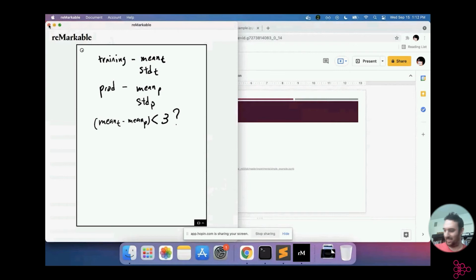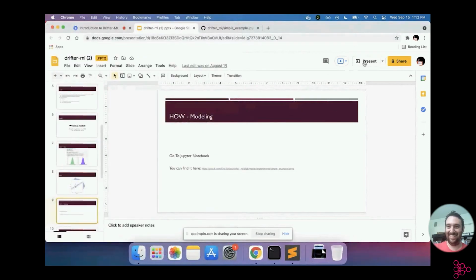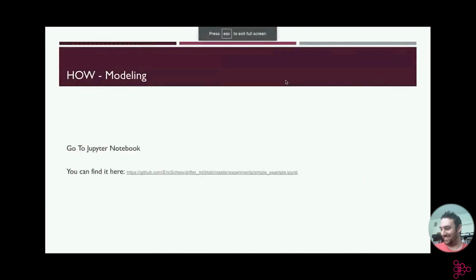Okay, I'm going to stop sharing my screen. Oh, that was so fun. I love this toy. I just got it, so I'm playing around.